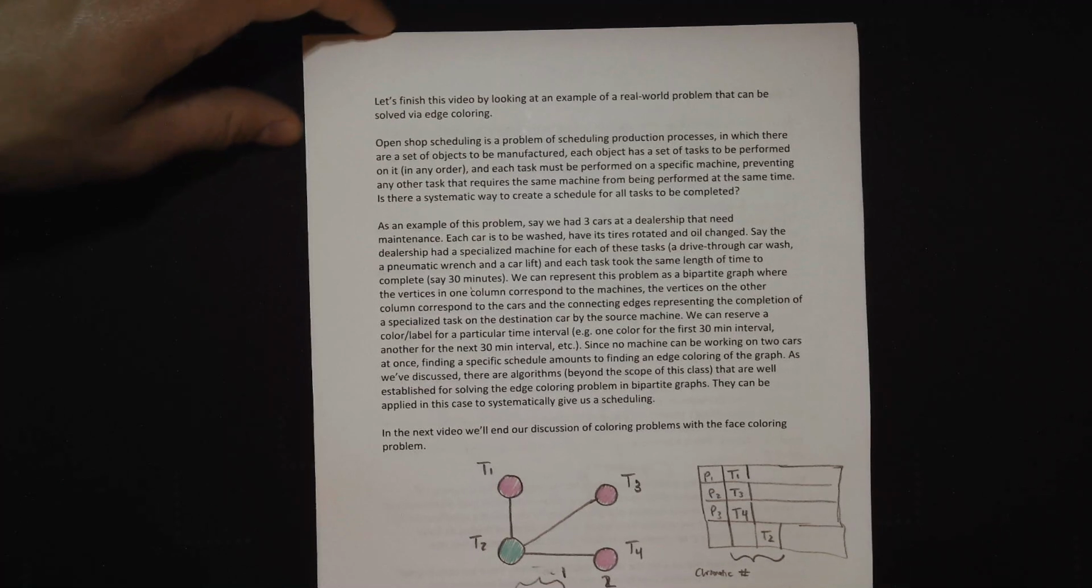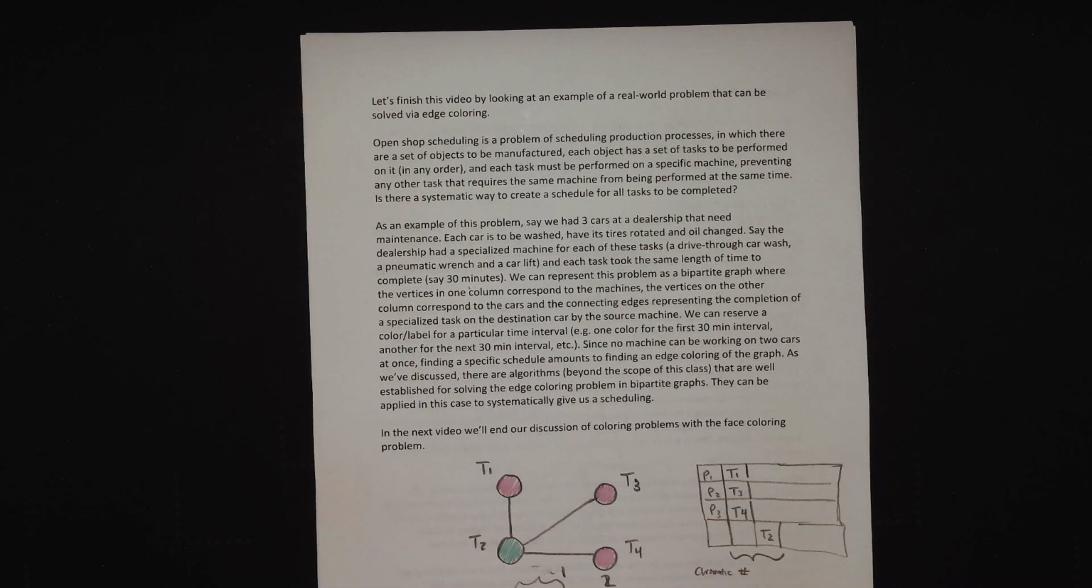But let's see, how do we make that connection? Well, let's look at a specific instance of this problem. Say we had 3 cars at a dealership that needed maintenance. Each car is to be washed, have its tires rotated, and oil changed. Say the dealership has a specialized machine for each of these tasks: a drive-through car wash, a pneumatic wrench, and a car lift. And each task took the same length of time to complete, say 30 minutes.